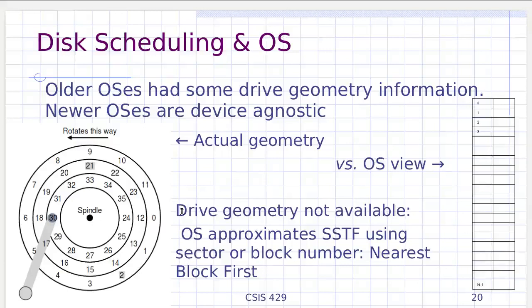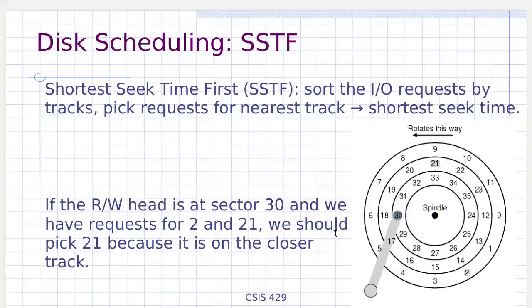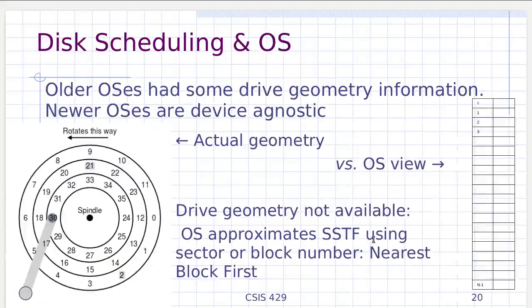The reason for this is that the drive geometry is not always available to the operating system. And so the operating system can approximate SSTF, shortest seek time first, using sector or block number. So you can go to the nearest block first. And that might actually work out if you use track skewing, those kinds of things that we talked about earlier. This nearest block first might be pretty close to getting the closest track.